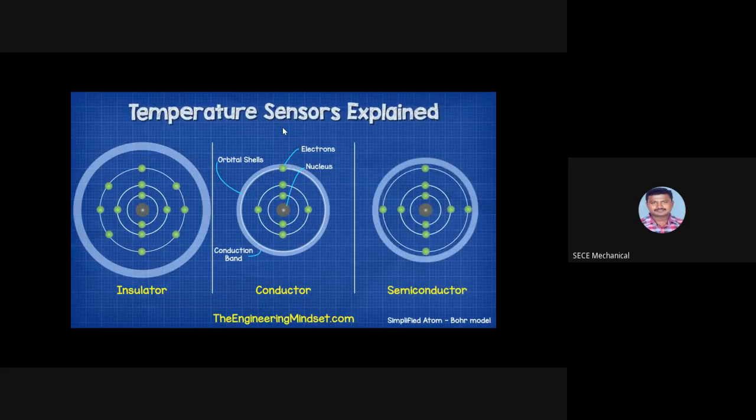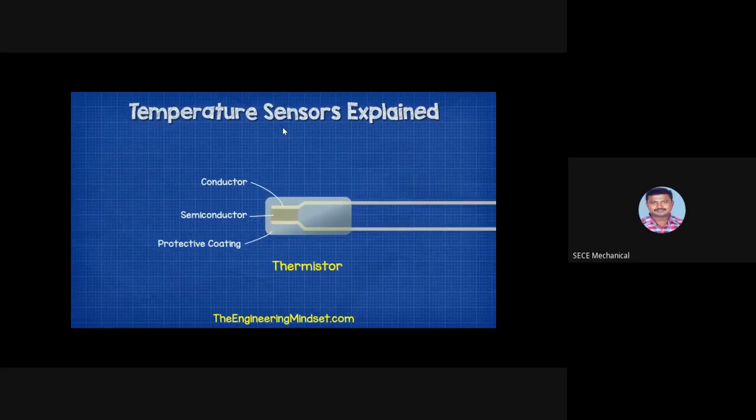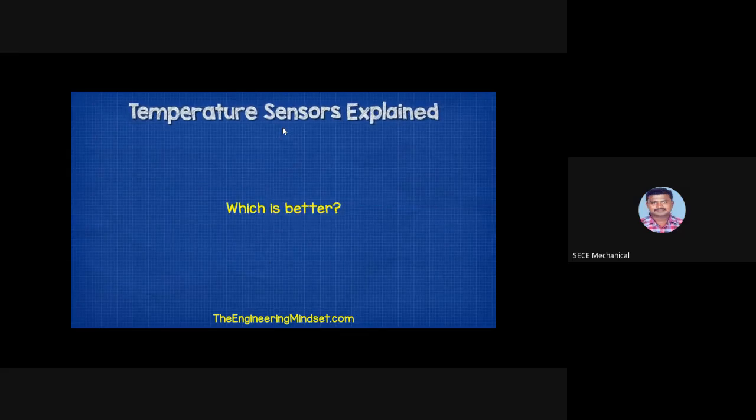However, with a semiconductor, there's one too many electrons in the outer shell for it to be a conductor, so it will behave as an insulator. But as the conduction band is quite close, if we heat the material up, some electrons will gain enough energy to make the jump and break free from the atom. As more heat is added, more electrons move from more atoms, and so the material's resistance decreases. So its basic construction is just a piece of semiconductor between two conductors, and this is sealed with a protective coating. So, which one is better?